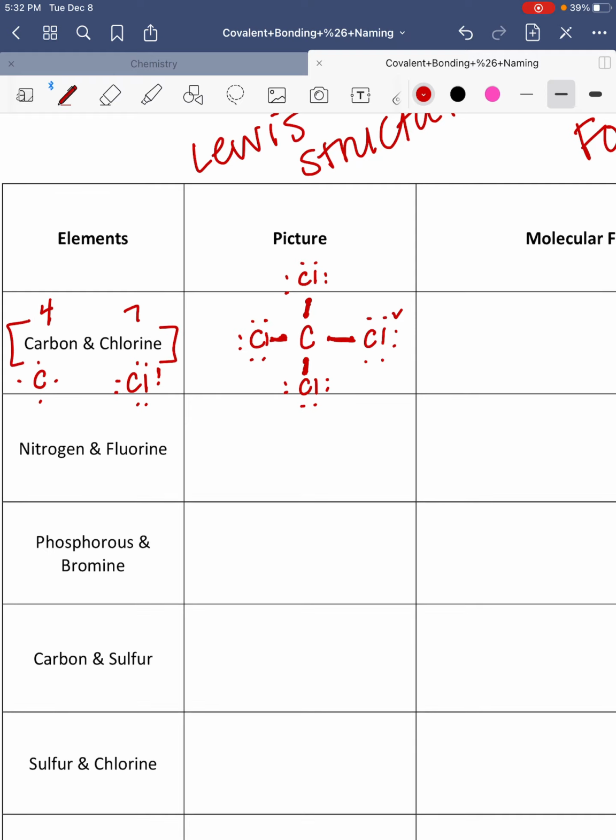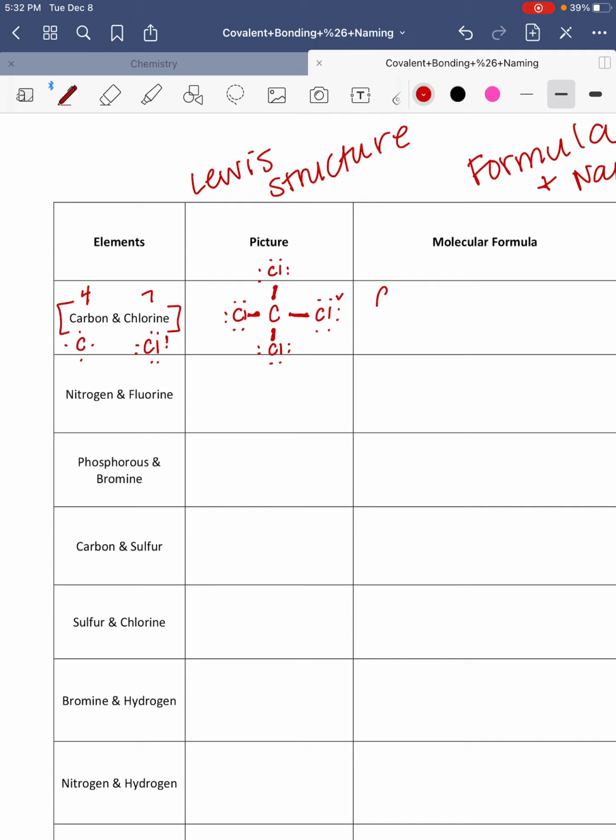But they only gave us these 2 elements, so those are the 2 elements that I'm working with. So our molecular formula is we have 1 carbon, so it's going to be C. Then we have 4 chlorine, so I'm going to put C, Cl, and then 4. Our name is going to be carbon. And 4, remember we said, is tetrachloride. Okay.